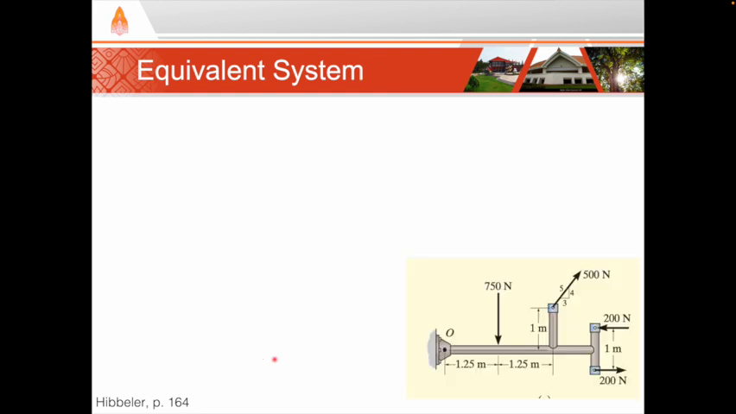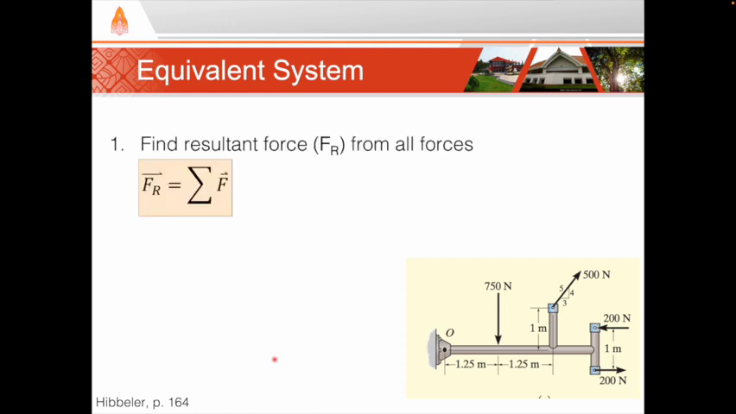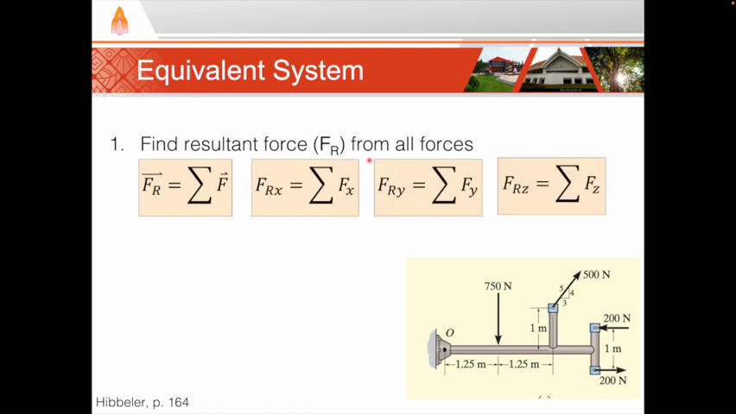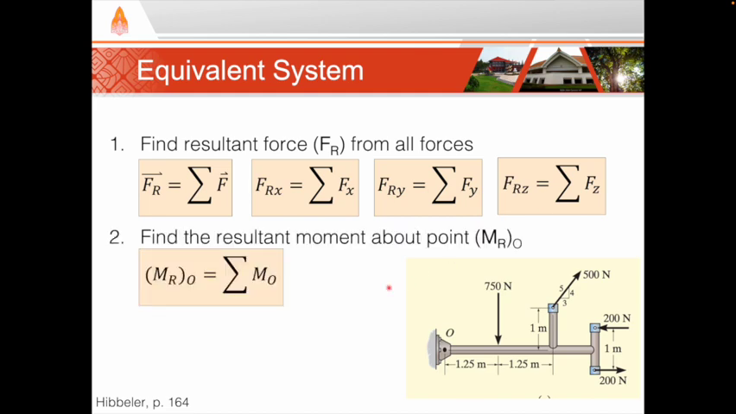Normally, you might be asked to replace the system of forces with an equivalent system at a point, such as point O. And the procedure goes like this. First, find the resultant force from all the forces. Usually, you will find the resultant force components, so the x, y, and z components separately. Next, you will find the resultant moment about the point O, or about the point that you're targeting.